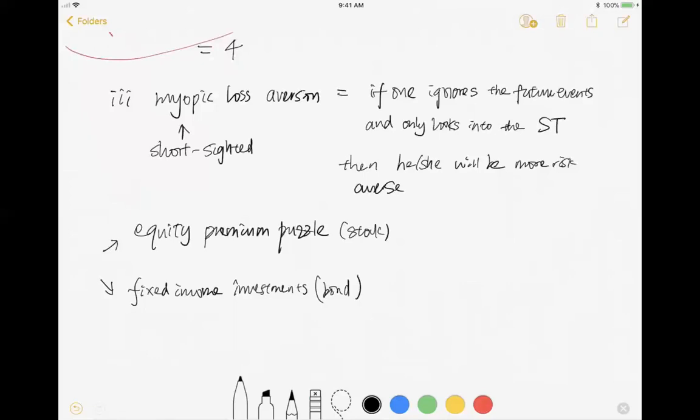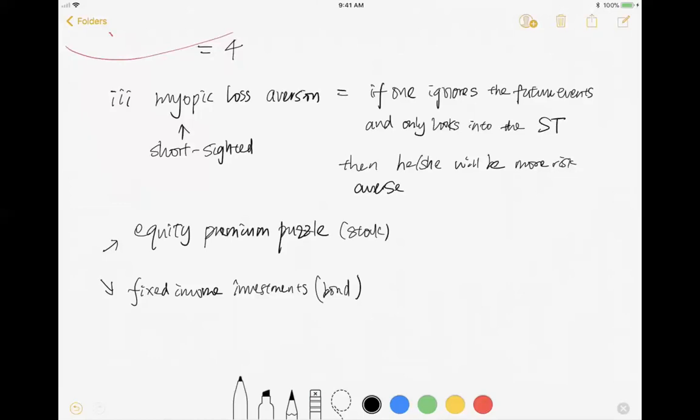So they will find that if their investment is a loss, they will be quite risk averse and they will sell the stock. And that's why the stock market offers a higher return, maybe to stimulate people to participate in the market, to trade in the market. So that's part of the explanation of the equity premium puzzle.